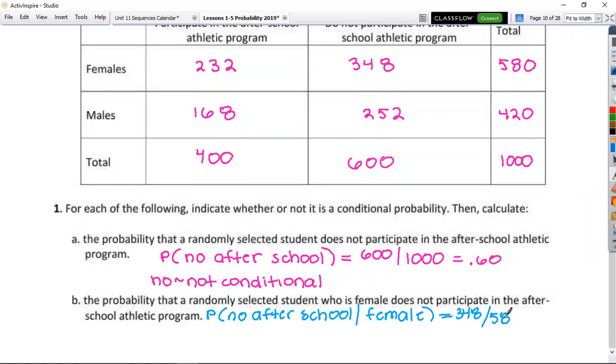Anyone have this decimal yet? Oh, you guys are fast. Say it again. Thank you. 0.6. So actually, does the gender matter here? It appears not. Those are equal.